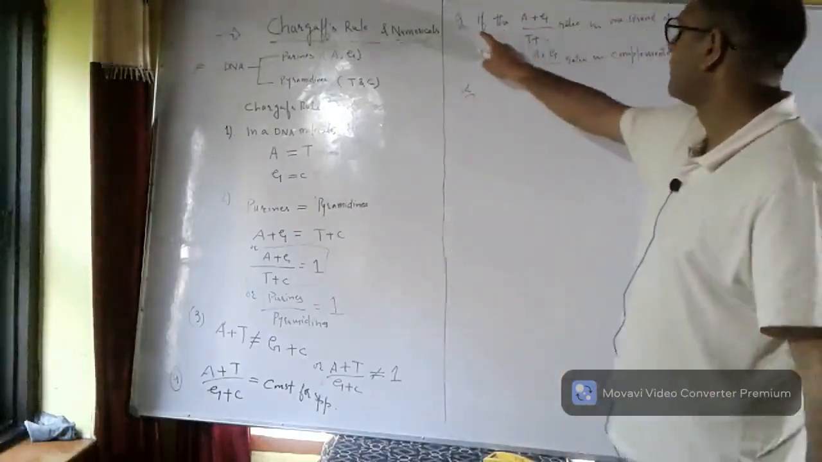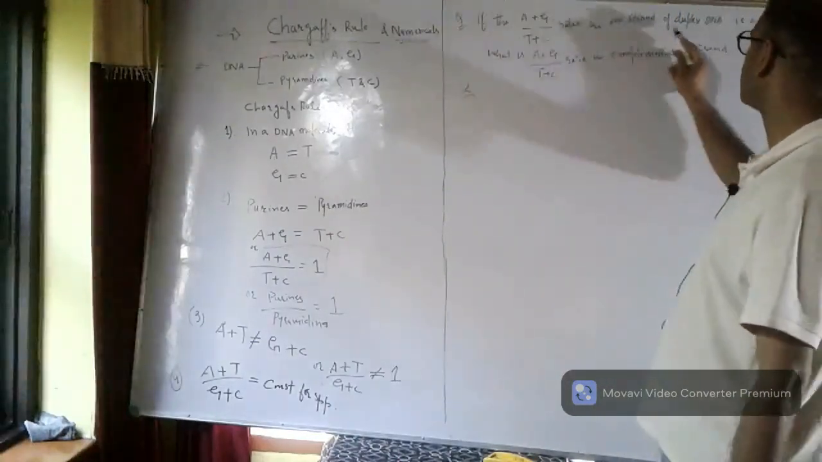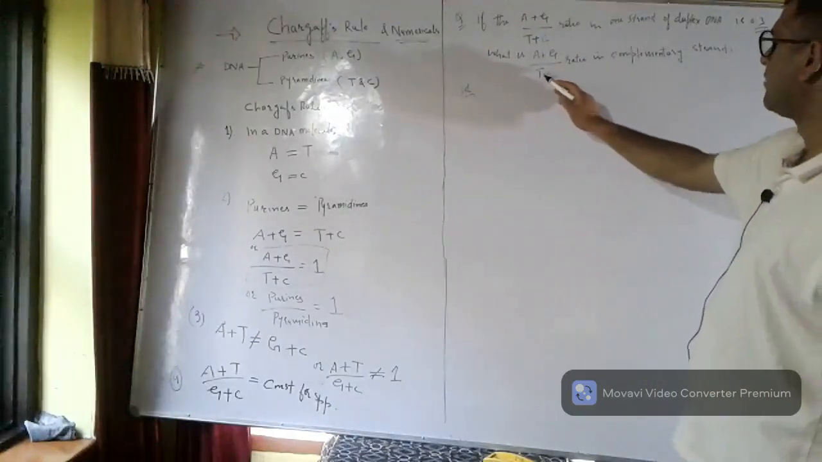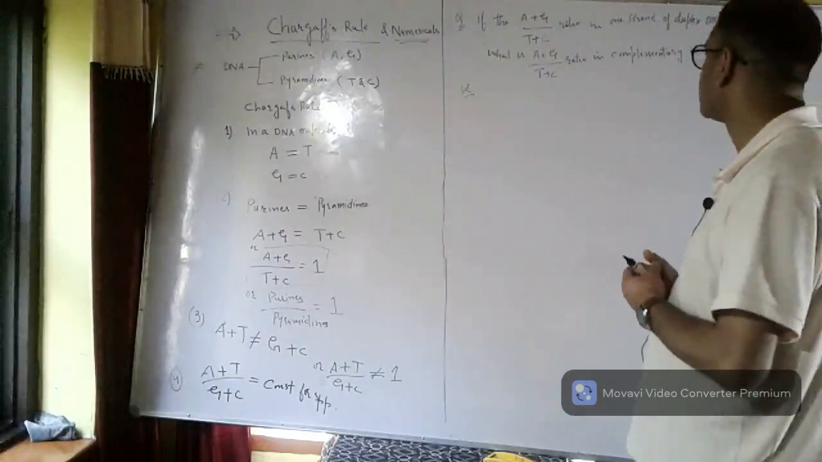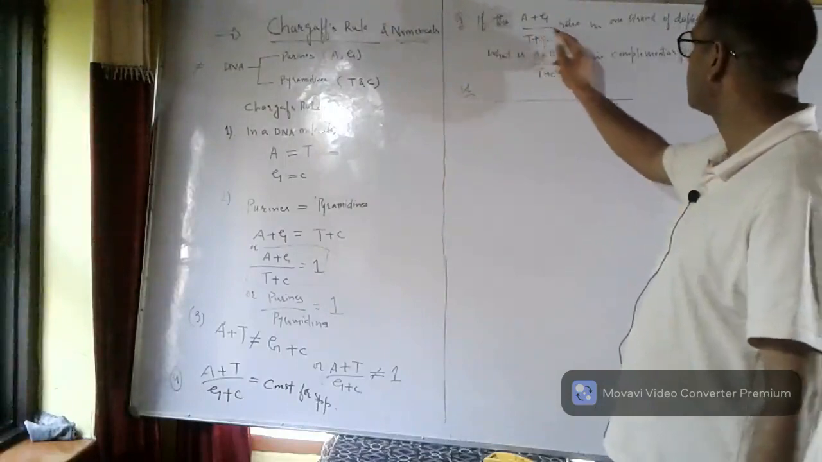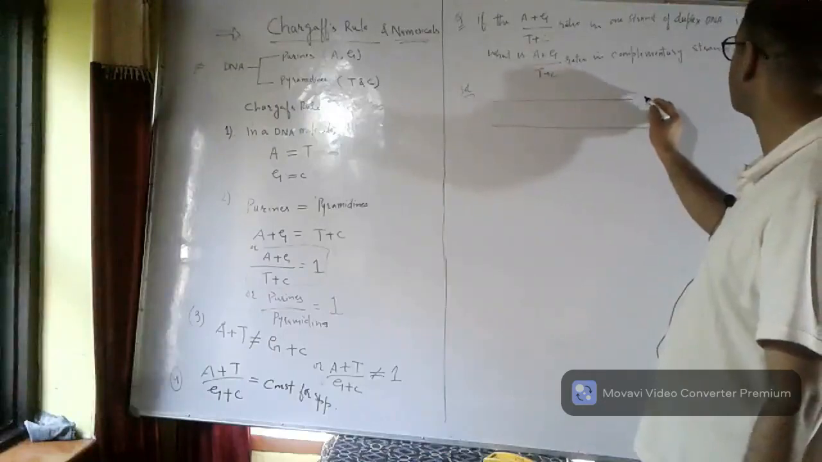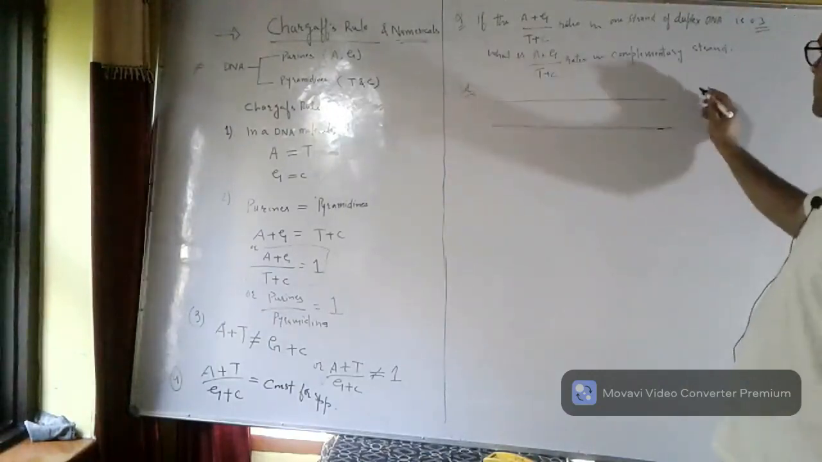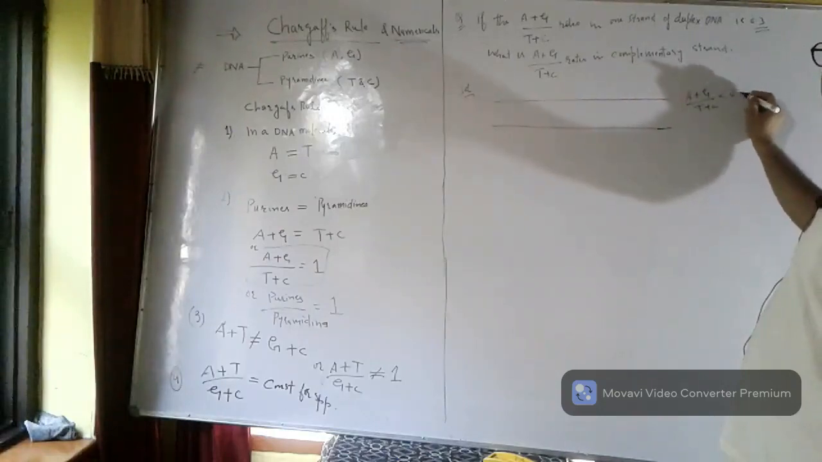Then we have a numerical. If the adenine plus guanine by thymine plus cytosine ratio in one of the strands of the DNA duplex is 0.3, what is the adenine plus guanine by thymine plus cytosine ratio in the complementary strand? We have to calculate it. It is given that we have two strands. In one strand of the DNA, adenine plus guanine by thymine plus cytosine has been given as 0.3.